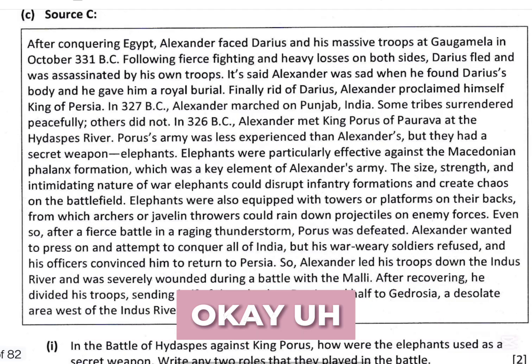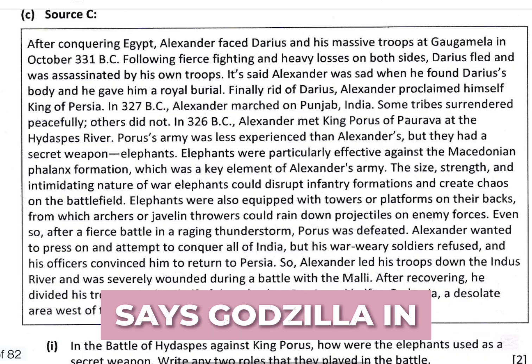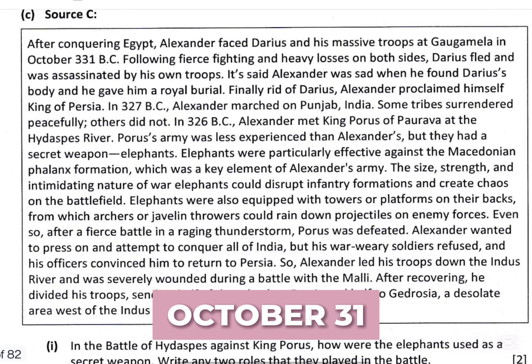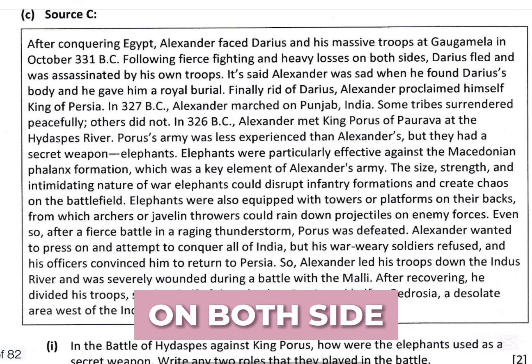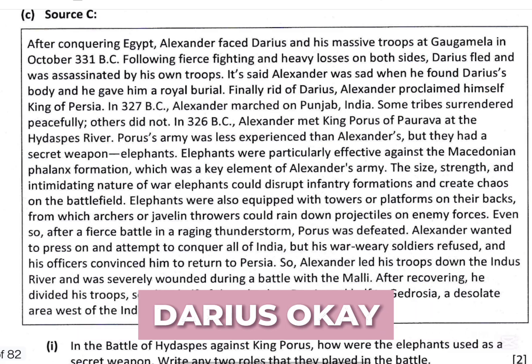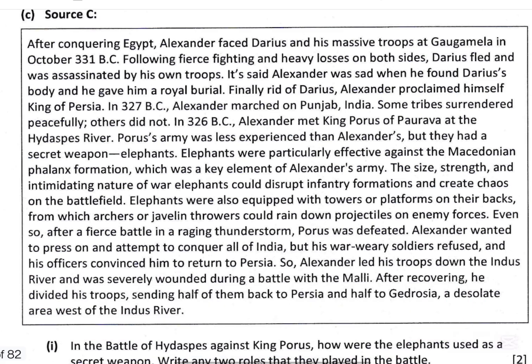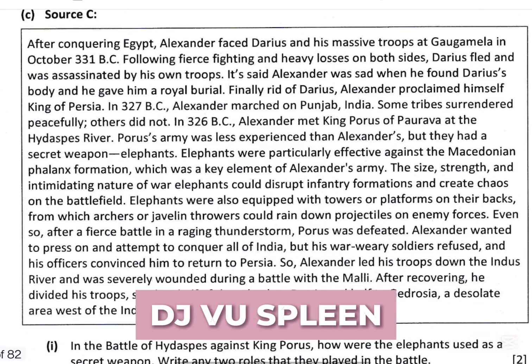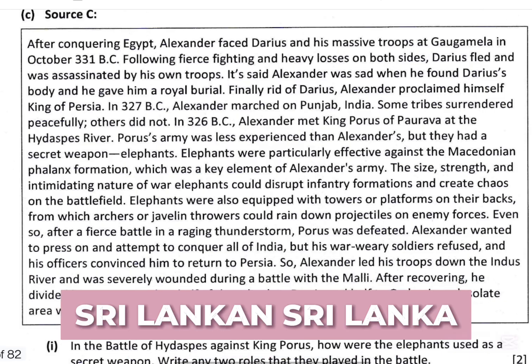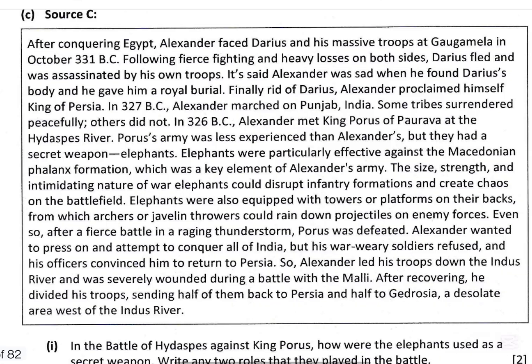Okay, let's continue. Troops at Gaugamela in October 331. Following fierce fighting and heavy loss on both sides, Darius fled. Okay, we know about Darius. We're understanding the whole paragraph because we know the personalities, and we have to remember these. Darius fled and was assassinated by his own troops. Settling his body beside Darius.